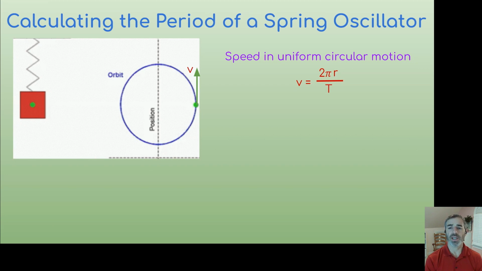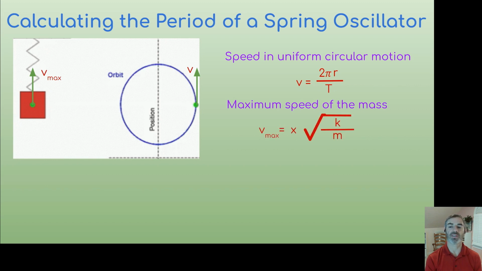Now, let's look at the speed for our oscillator. At that point, we know that the dots are lining up and they're mimicking each other's motion, so they have the same speed. That Vmax, the maximum speed of the mass, which we derived in the previous video, is Vmax equals x times the square root of k over m. Now, if we find the period of an oscillator, we know those velocities are equal, so we can set them equal together and substitute those equations in.